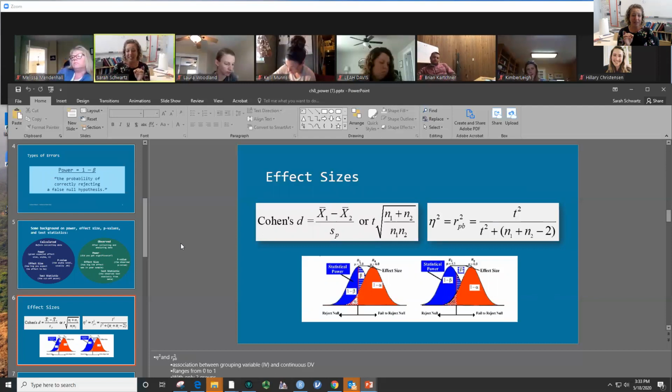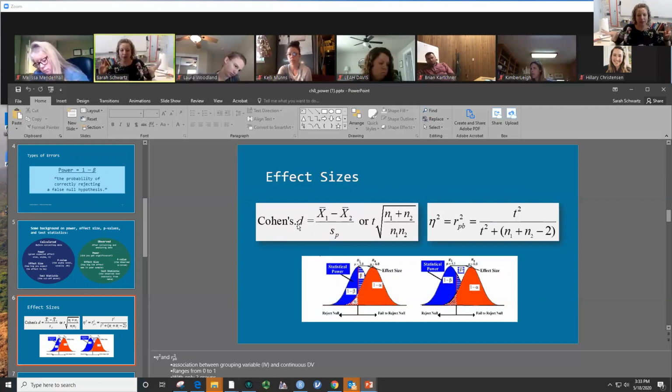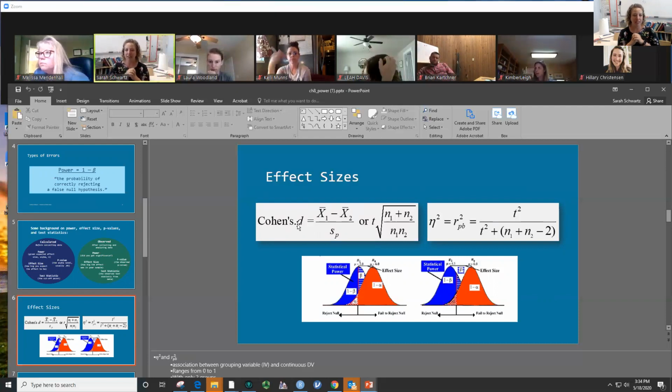Cohen's D is the one that we use when we have two independent groups. So here's the formula for Cohen's D. The general format that Cohen suggested is you take your two groups, you subtract your averages, you'll get a difference. And then to standardize that, we're going to divide by the pooled standard deviation. Now, if you have the averages and the pooled standard deviation, you can calculate it.